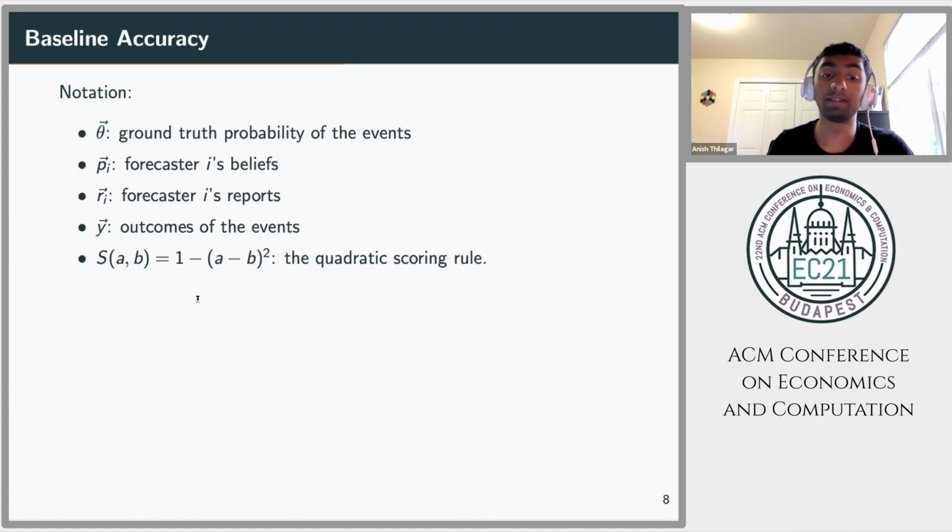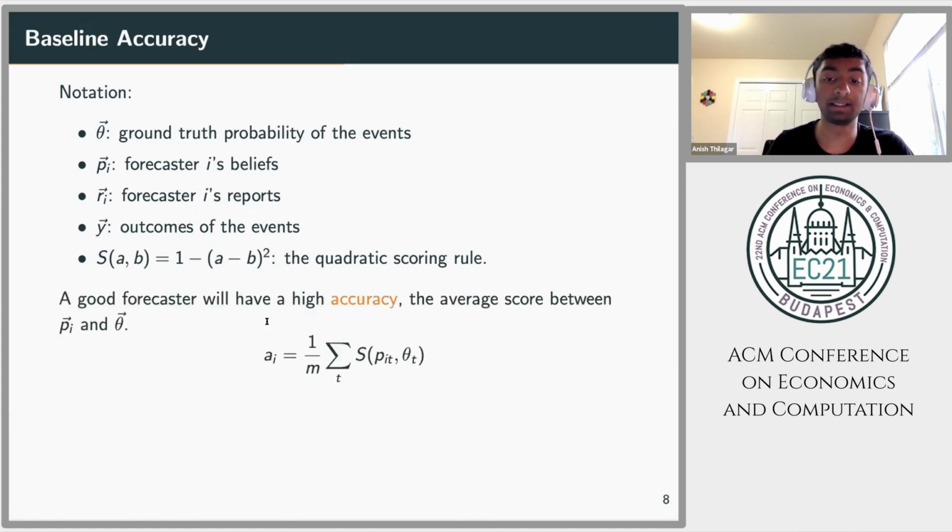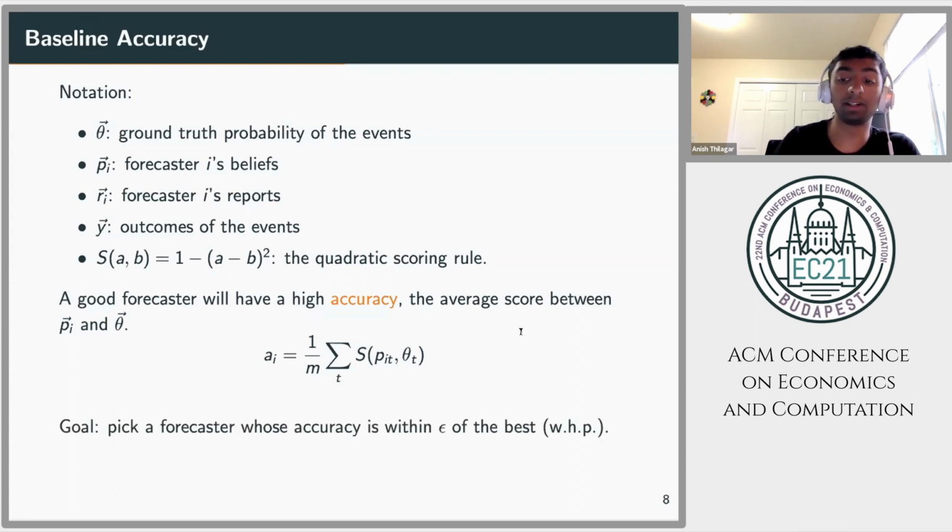So using this, we can define what a forecaster's accuracy is. And this is what we use to define a good forecaster. So their accuracy is the average score of their beliefs against the true probability. So a perfect forecaster would believe exactly the truth, and they'd have an accuracy of 1. And as their accuracy drops, they'll get worse and worse. So our goal in forecasting competitions is to choose a forecaster whose beliefs are within epsilon of the best with high probability.